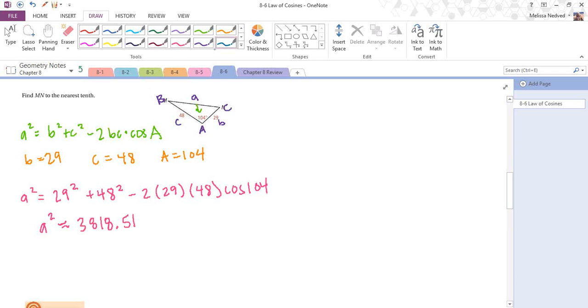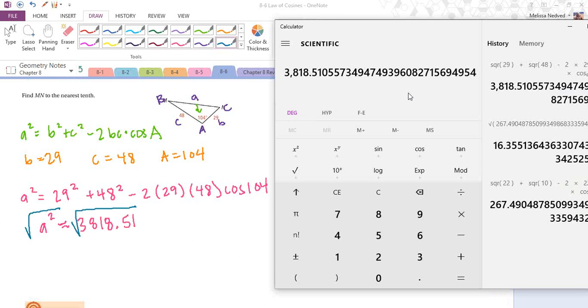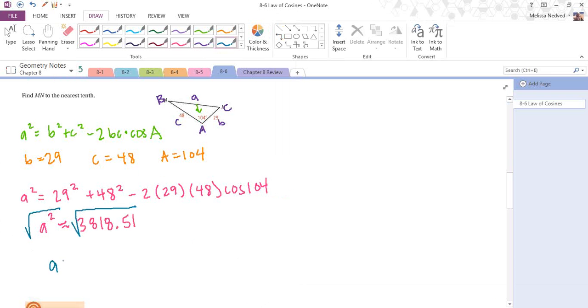3,818.51. So to get a by itself, we're going to need to square root both sides. And again, since we're talking about length, we really only care about the positive value. If you've got that previous computation still in your calculator, you can just go ahead and click the square root button. And a is approximately 61.8 units long.